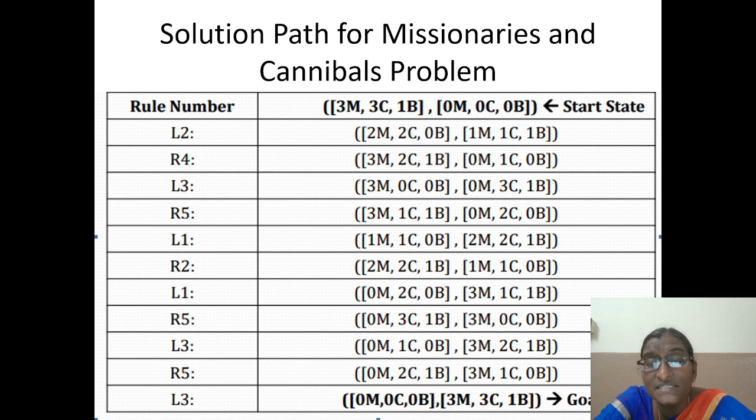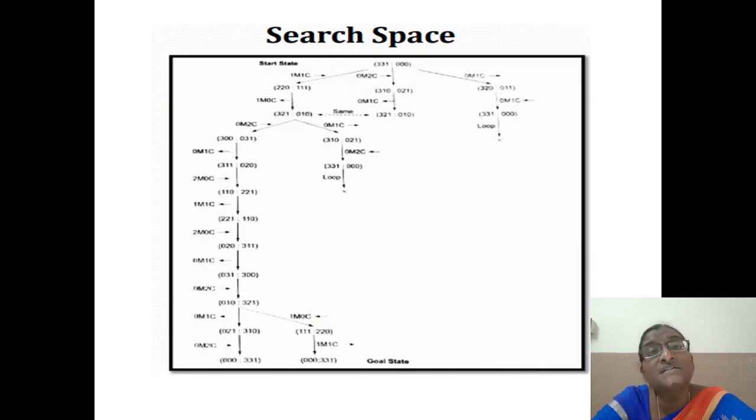The goal state is nothing but 0M, 0C and 0B on the left, and on the right you have 3M, 3C and 1B. Therefore, you have reached the goal state. Now we shall see a search space tree for this. Here in the start state, you have 331 and 000. 331 is three missionaries, three cannibals, and one boat, and on the right bank you have nothing.